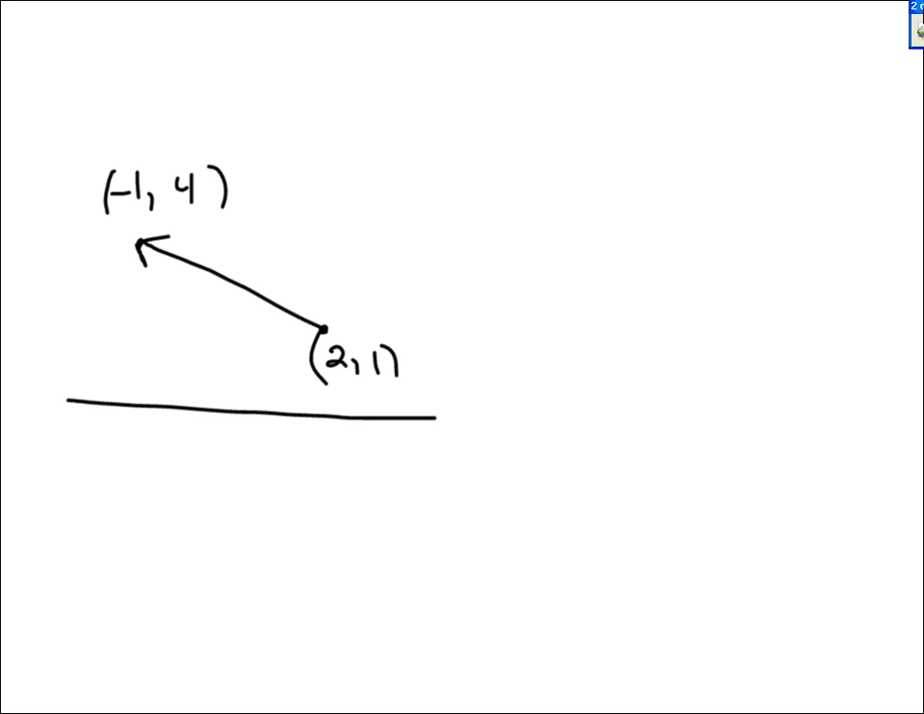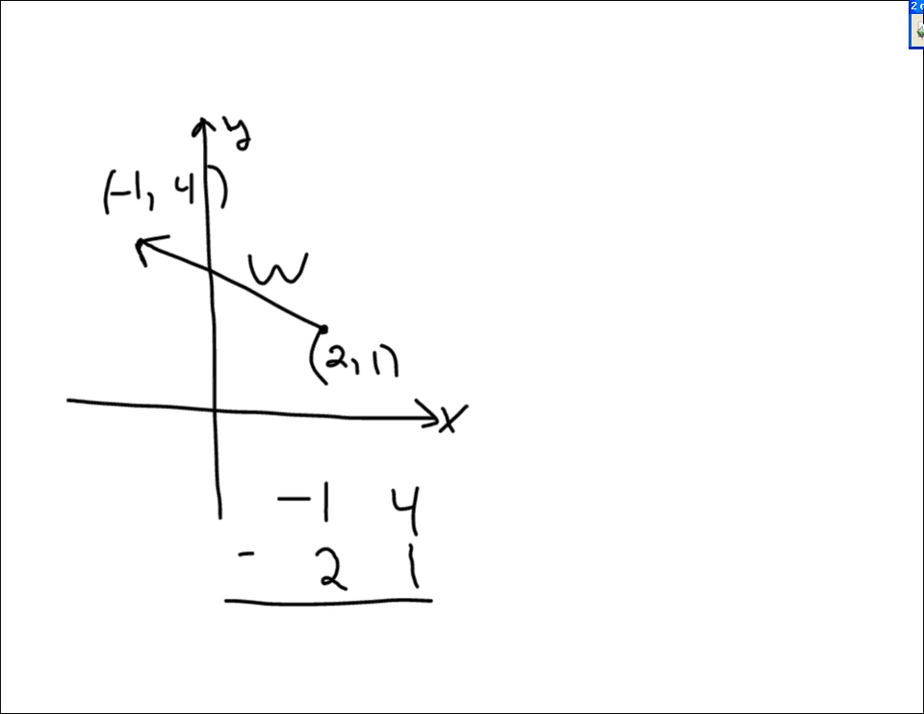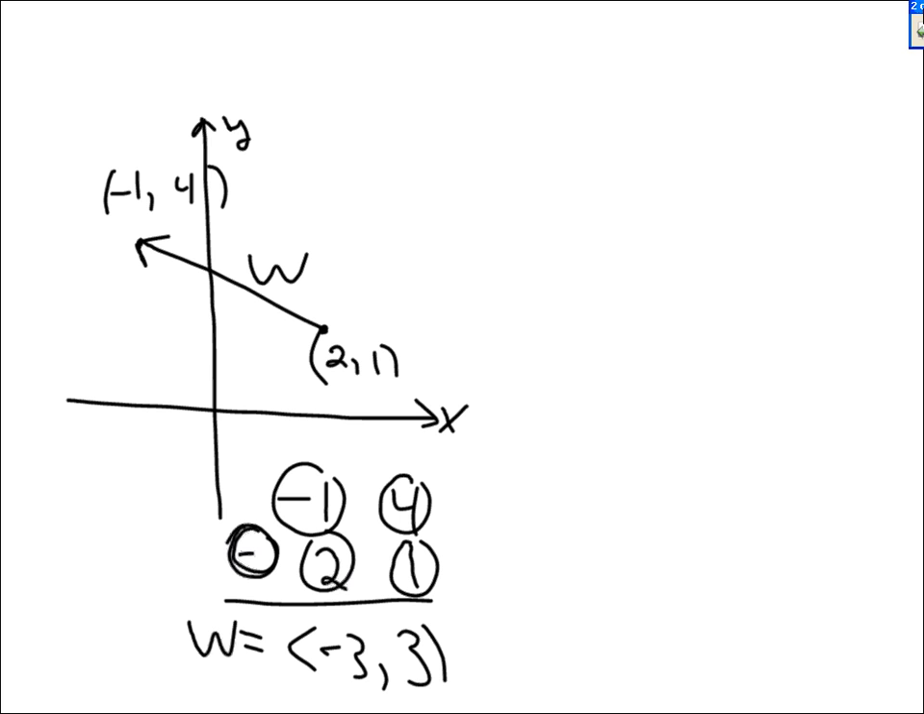Suppose you have a vector with one end at (-1, 4), and the other end is, say, (2, 1). And the vector goes that way. That's the head of the vector. And maybe there's the origin. To find the vector in component form, you put down the head components, the tail, and you subtract them. If this is vector w, then vector w is equal to negative 1 minus 2, which is negative 3, comma, 4 minus 1 is 3. It's (-3, 3).